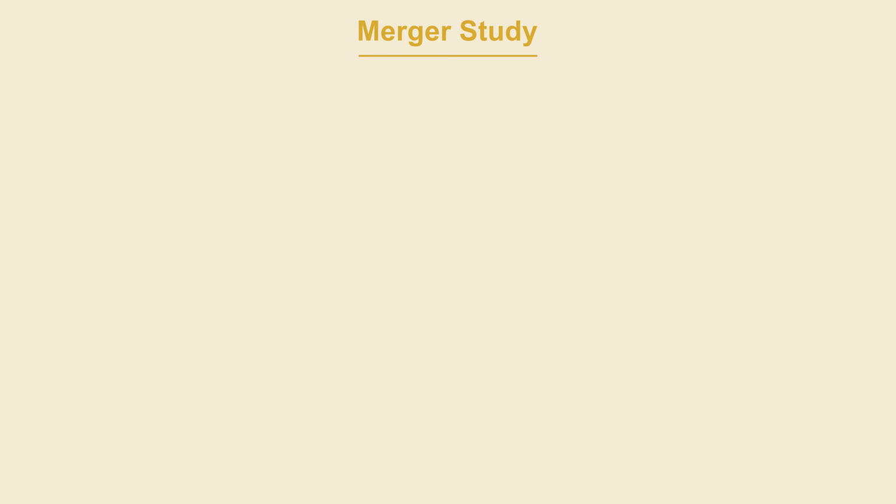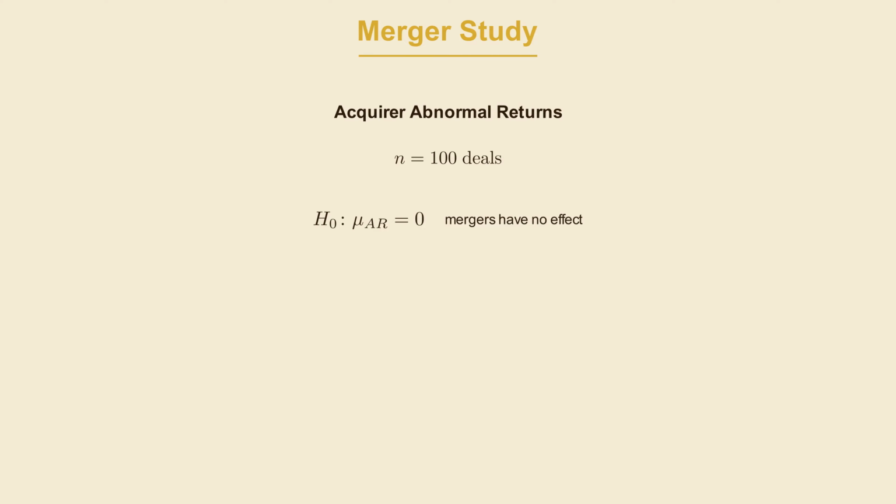For the merger study, researchers collected data on 100 merger deals. They measured the abnormal return for the acquiring company around each announcement. That abnormal return is effectively measuring how much the acquirer stock moved relative to what the market would have predicted. The null hypothesis is that mergers have no effect on the acquirer's returns. So the null says that the average abnormal return should be 0. The alternative is that the mergers do have an effect, and that the average size is different from 0.